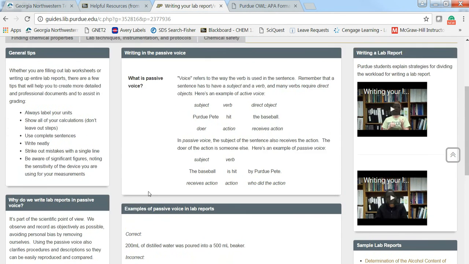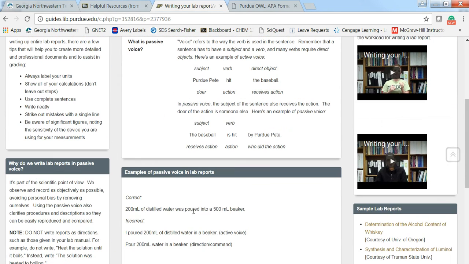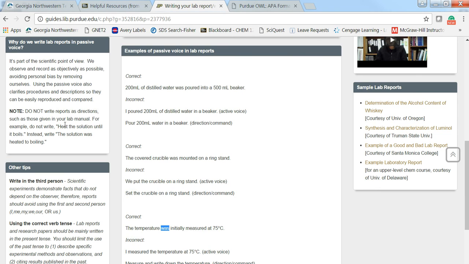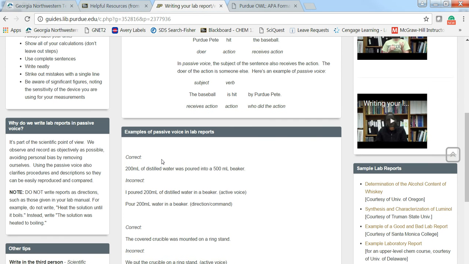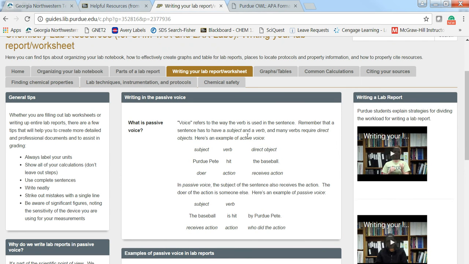As part of Purdue Chemistry, this might help you make sure that you formulate your procedure section correctly. Do not write it like you're just giving instructions. For example, "heat the solution until it boils" is telling somebody what to do, not what was actually done. Do not write that. Write it as "the solution was heated to boiling" or "the absorbance was measured using a spectrophotometer." So you keep that kind of language going.